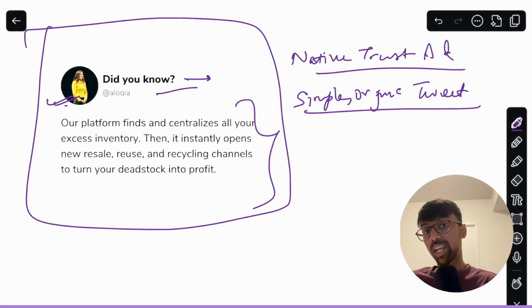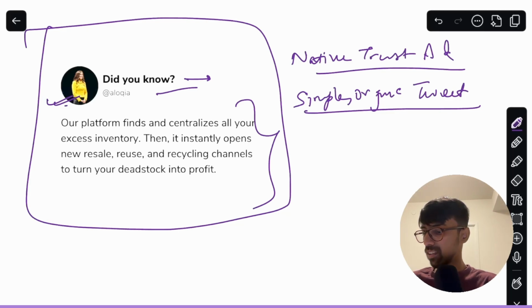This ad is not trying to be flashy, it's just educational. It tells you how the platform works. It finds and centralizes all your excess inventory and so on. We are not promising something big, we're just making sure we explain what we do and how we do it. This ad answers a question, educates the buyer, and builds authority. So make sure that the person who's clicking on the ad to come to the website or the landing page and book a demo is actually aware of how we are solving the problem.